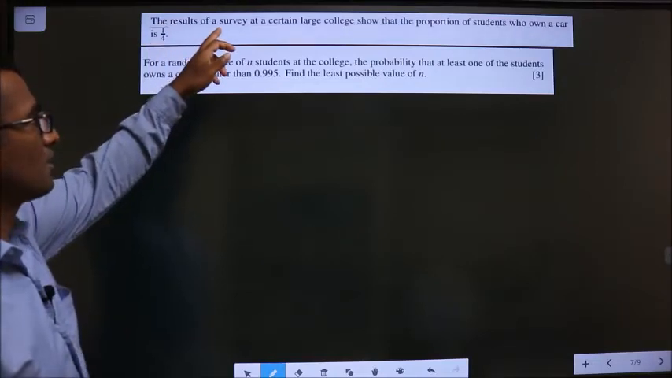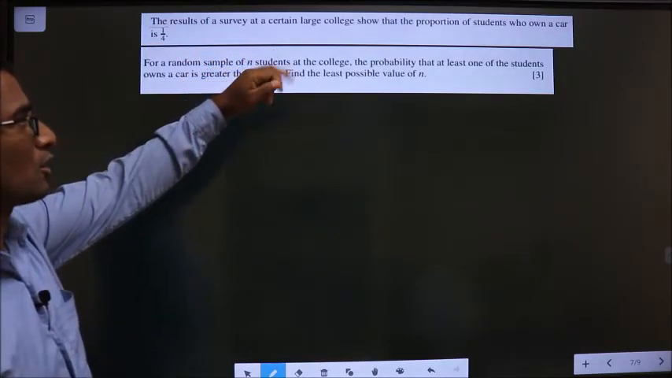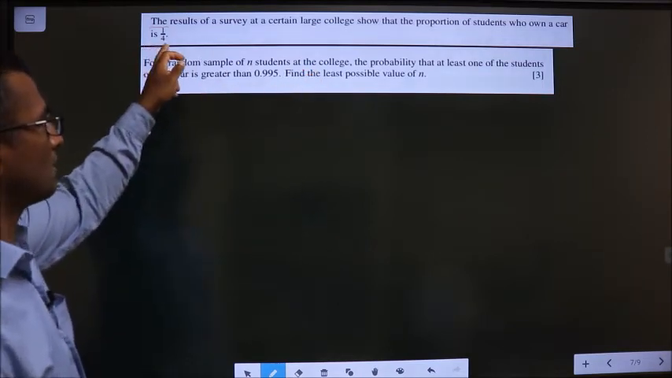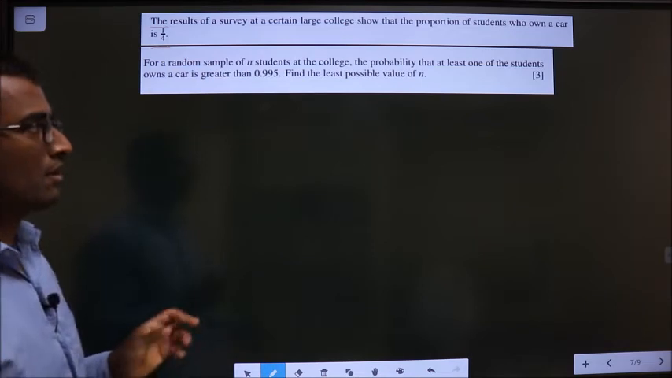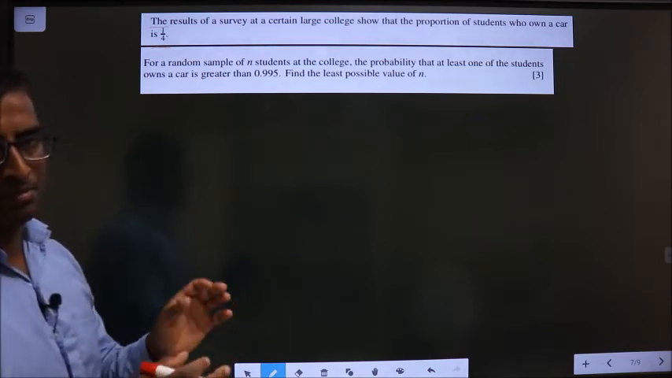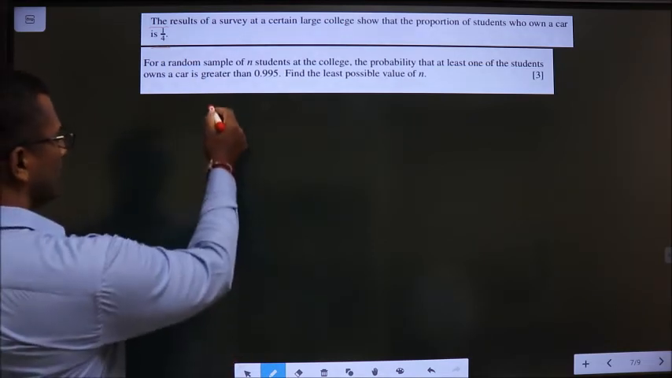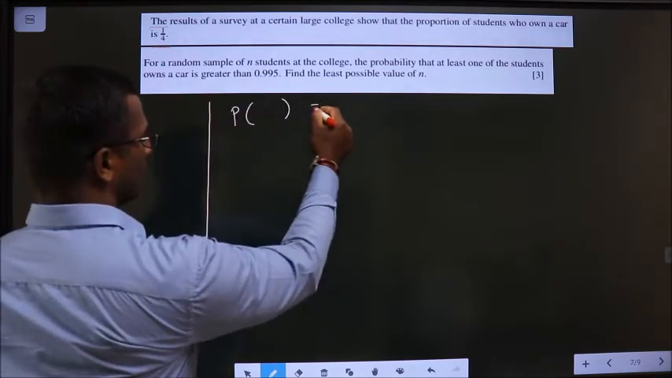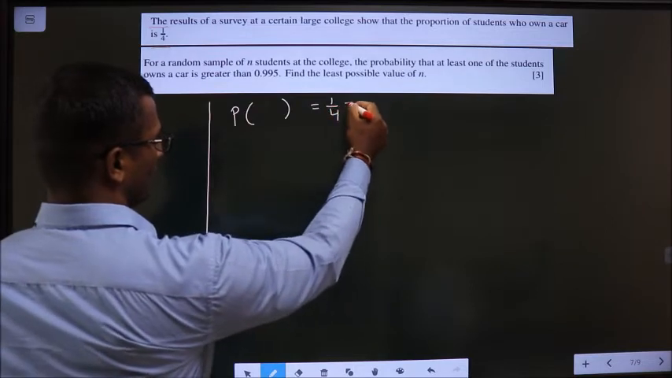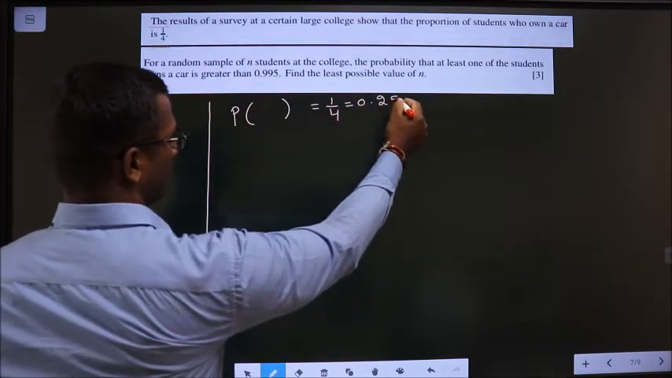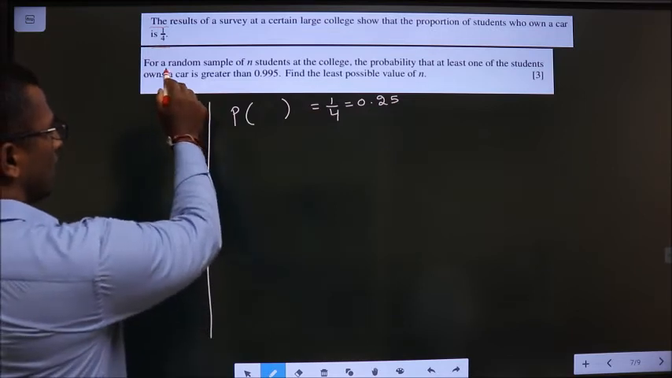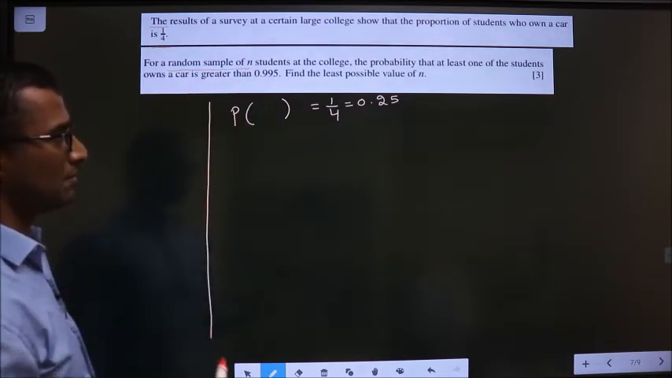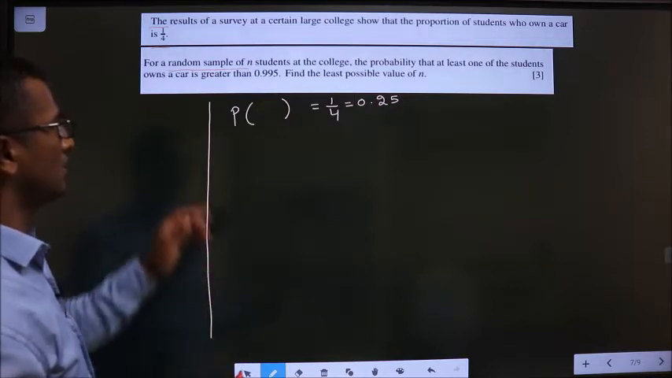The results of a survey at a certain large college show that the proportion of students who own a car is 1 by 4. So we have come across information, make a note. Here 1 by 4 is nothing but the probability of owning a car. So 1 by 4 is nothing but 0.25.